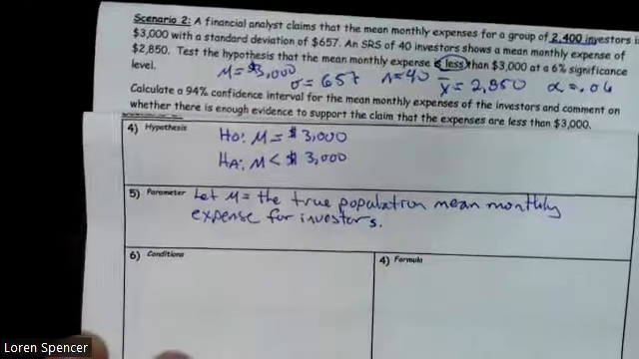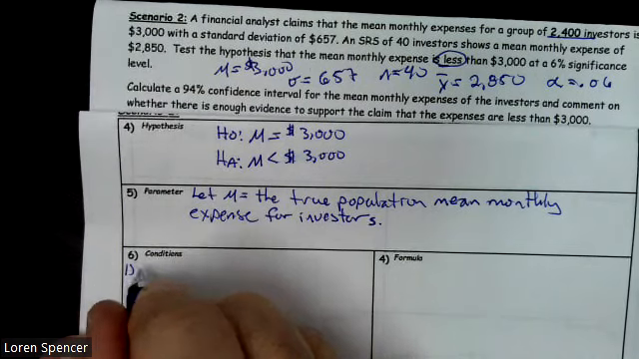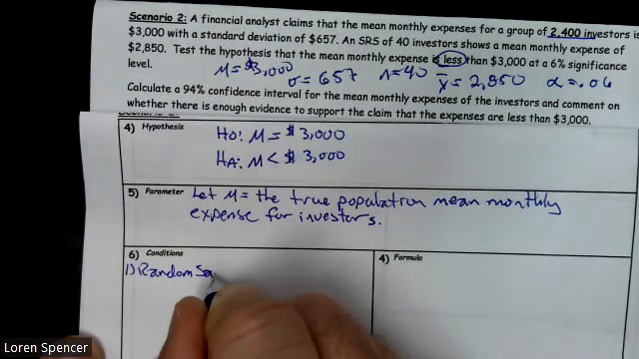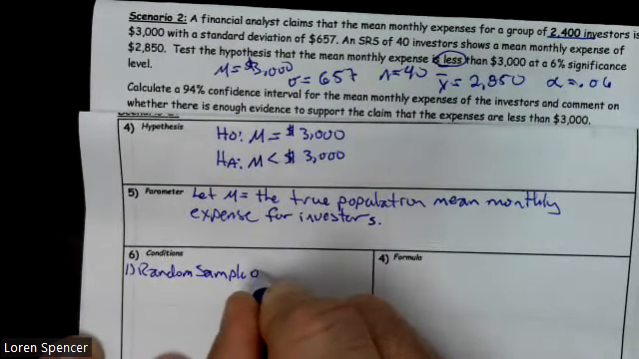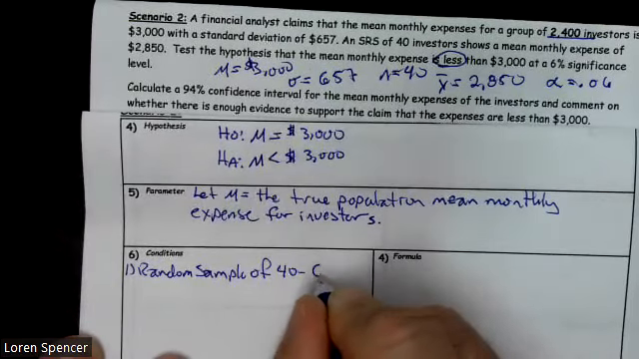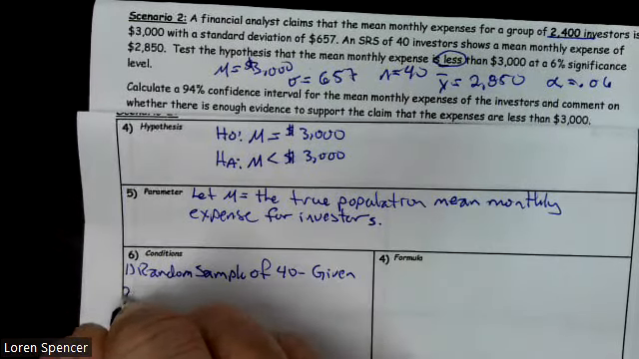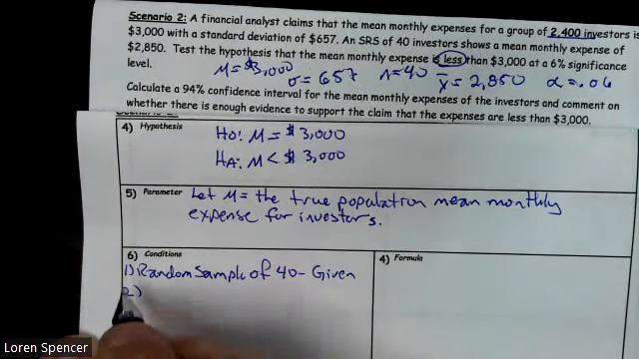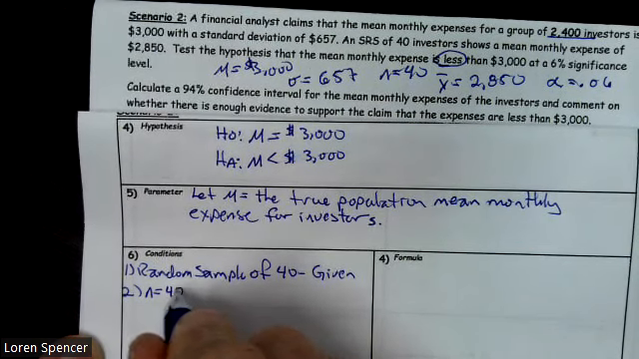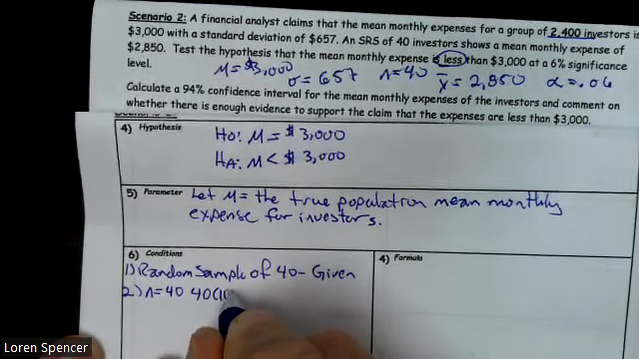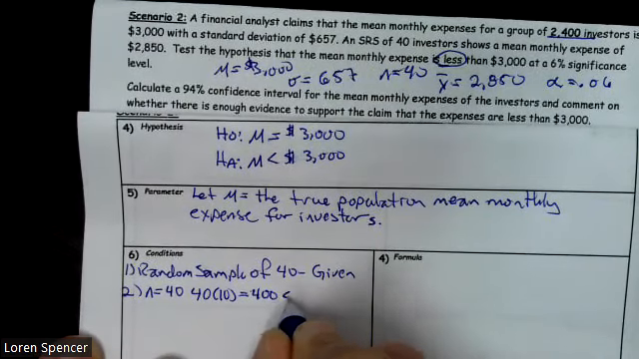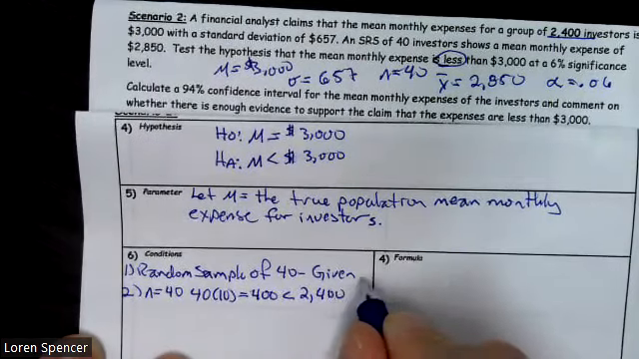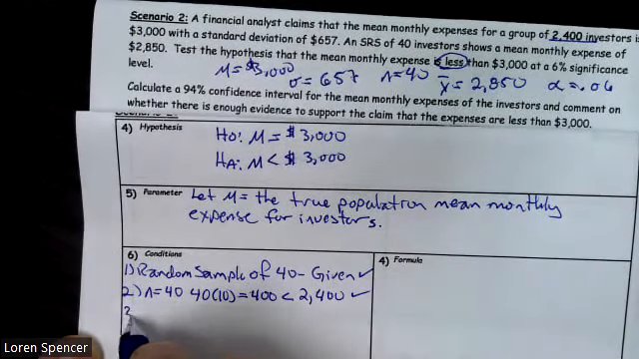All right, our conditions. The first condition is always random sample. We have a random sample of size 40, and that was given. Number 2, the n is less than 10%. Well, n equals 40, and 40 times 10 equals 400, and that's less than the 2,400. So we can put check marks by both of those.